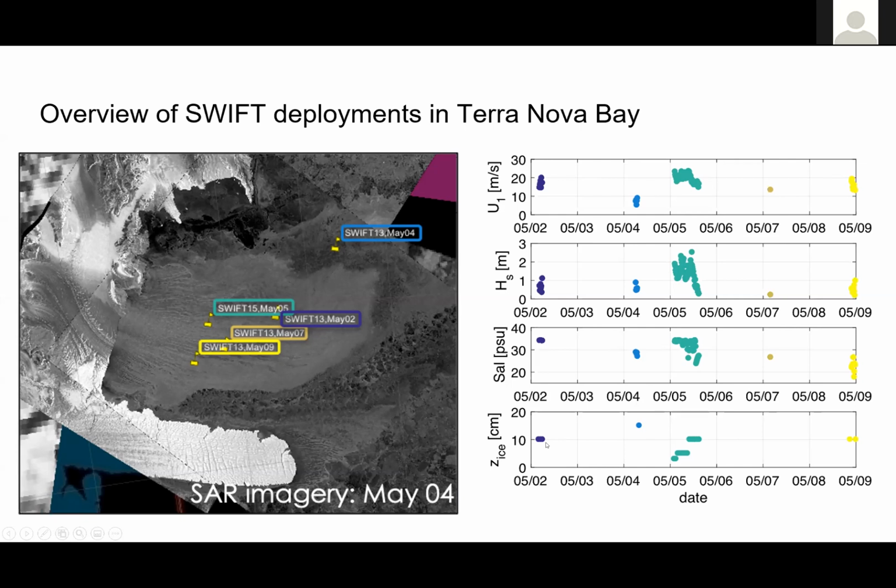The ice thicknesses were measured just by visually observing from the ship with ASPeCt observations. So basically, at wind speeds of 20 meters per second, which are not the highest winds that were observed in the Terra Nova Bay Polynya, we're seeing significant wave heights of up to 2 meters for this particular buoy deployment. We also saw waves at some of the other locations as well, but this 5 May event was the largest one that we had seen.